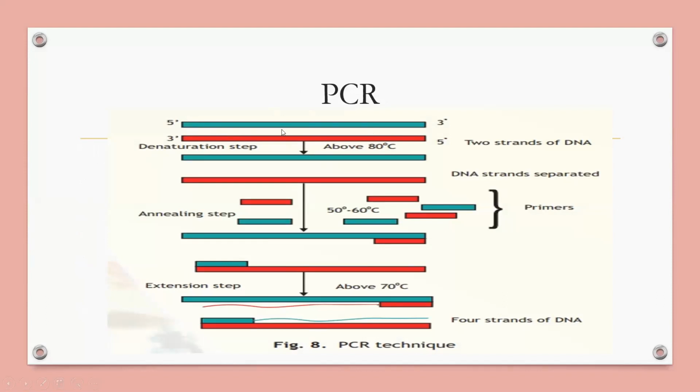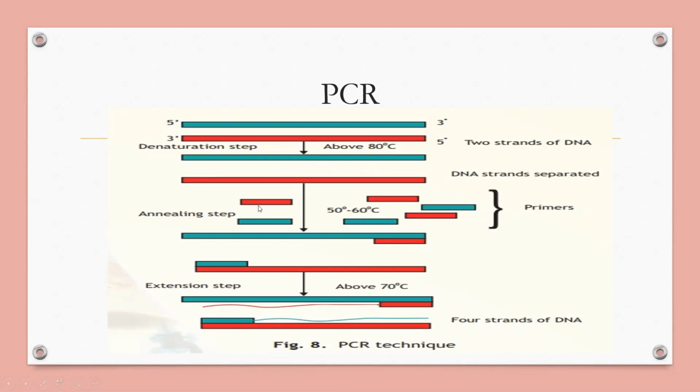First, you take DNA strands. Next, raise the temperature to about 80 degrees centigrade or 95 degrees centigrade for about 1 minute. The DNA gets denatured and separated into two strands. Look at here. Two strands separated. Same strands, separating. Next, DNA strands separated.